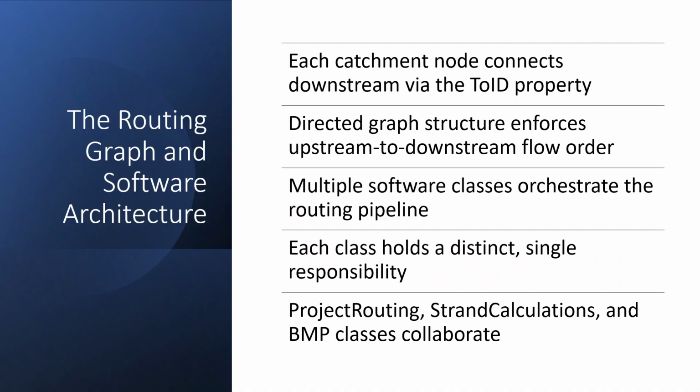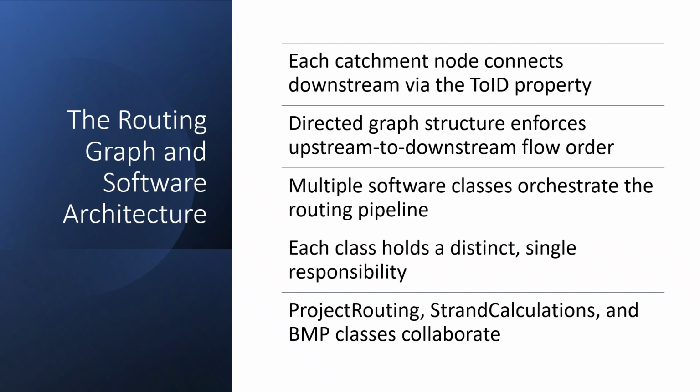Several classes work together to make this system function. Project routing is responsible for identifying strands and dispatching calculations in the right order. Strand calculations contains the specialized procedures for each calculation method, handling the actual logic of how flow and nutrients are computed at each step. Individual BMP classes then expose the hydraulic and nutrient properties needed at each node in the graph.